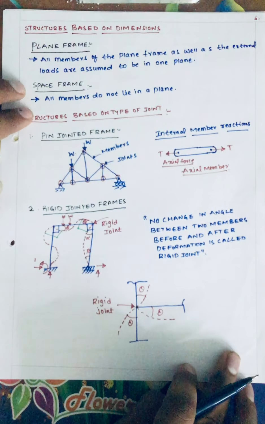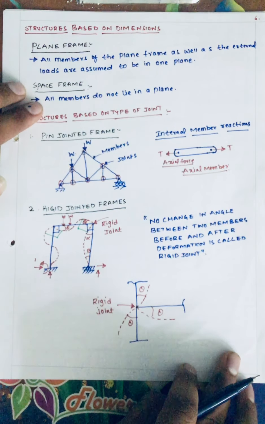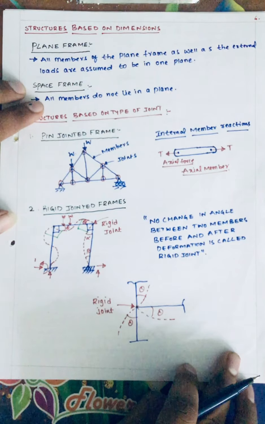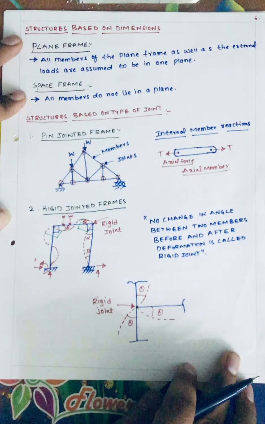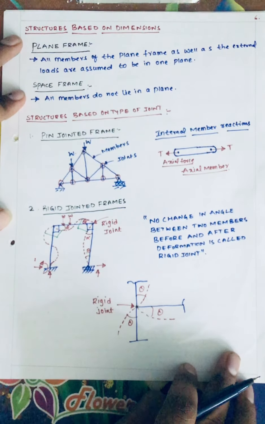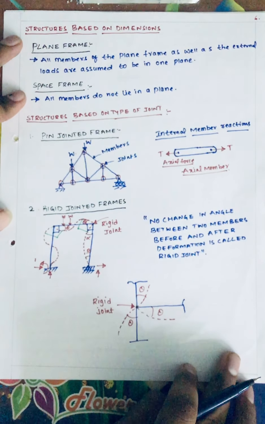Next one is space frame. All members do not lie in a plane. So it will lie in all three directions, XY, YZ, ZX. In all the directions we will be having the loadings. So that is the meaning of structures based on dimensions. Next one is structures based on the joint. There are two types of joints we are going to look at here. One is the pin jointed frame, and the other one is the rigid jointed frame.